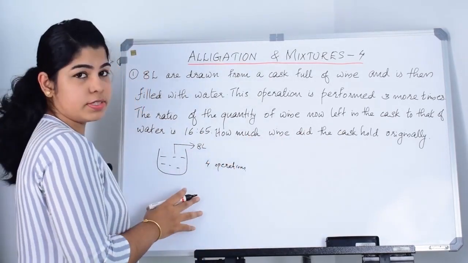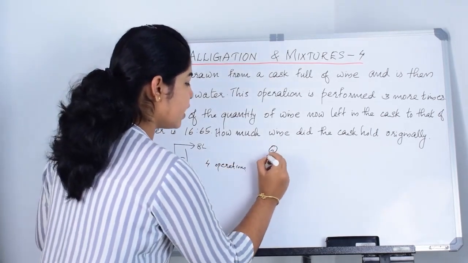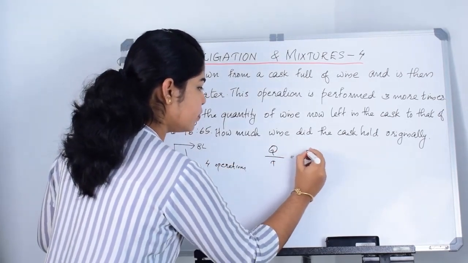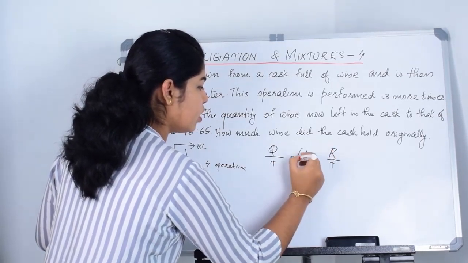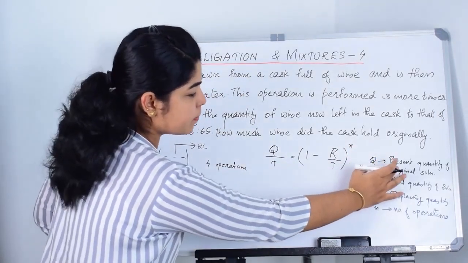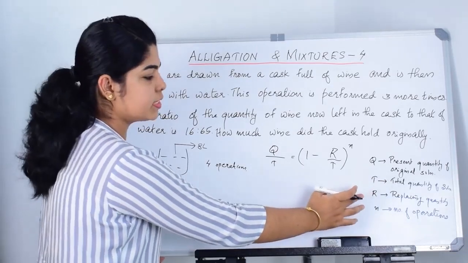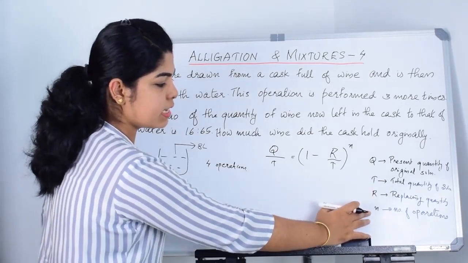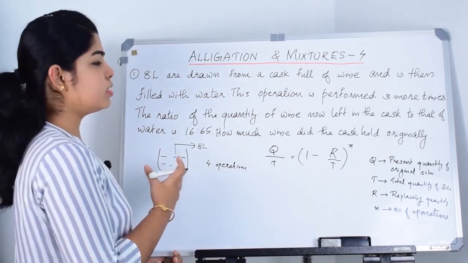So to solve these questions, we have a formula. The formula is Q by T is equal to (1 minus R by T) whole raised to n, where Q is the present quantity of the original solution, T is the total quantity of solution, R is the replacing quantity, and n is the number of operations. Now let us solve this question using the formula.